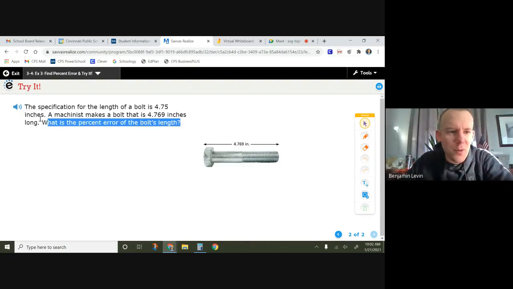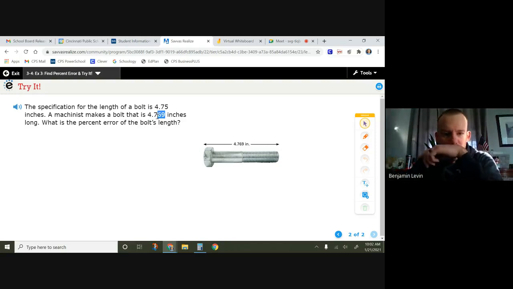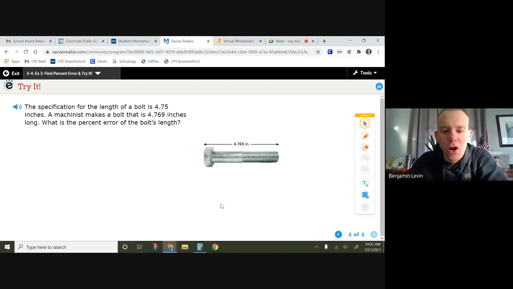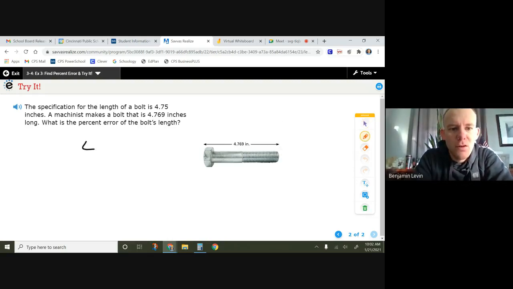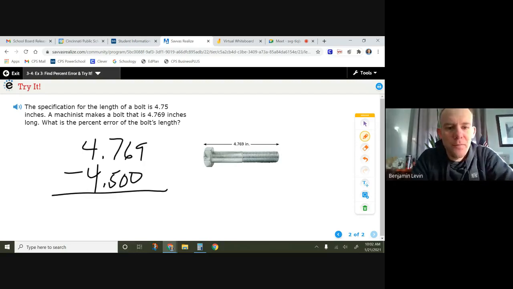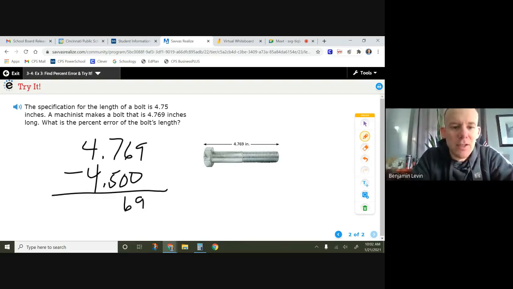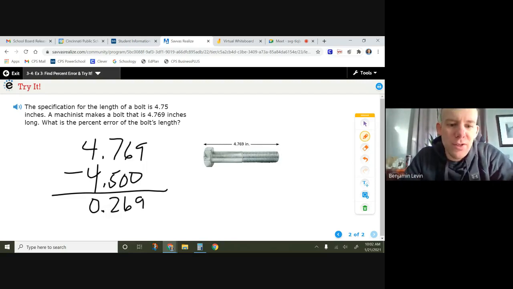So it's asking us for the percent error. We need to find the difference between the actual value and the value he made. All right. So all we need to do is 4.769 minus 4.5, and we can add zeros as placeholders, right? So 9 minus 0 is 9, 6 minus 0 is 6, 7 minus 5 is 2. The error is 0.269 inches.